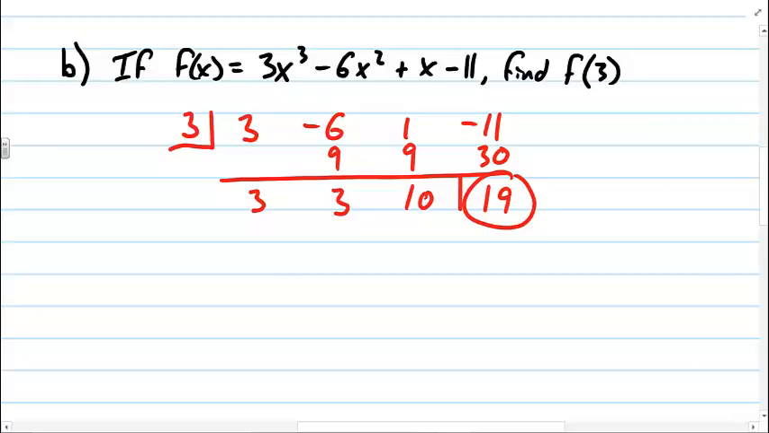Instead of having to take 3 to the 3rd power, then times 3, and 3 to the 2nd power times -6, and then having another 3 and a -11, it's just much quicker and much easier. And that is the remainder theorem. So next we're going to end up talking about factors and what makes them special.